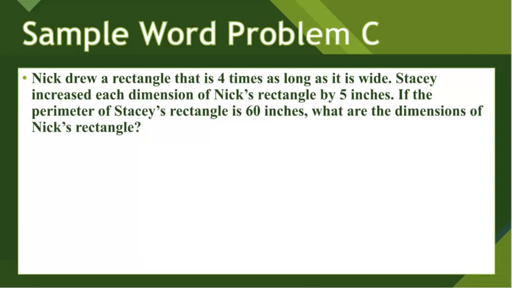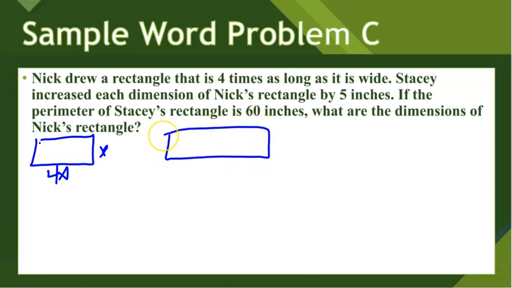So let's first do Nick's rectangle. It's 4 times as long as it is wide. So if x is the width, this would be 4x. And Stacy, she increased the dimensions of Nick's by 5 inches. So that means this would be x plus 5, and this would be 4x plus 5.